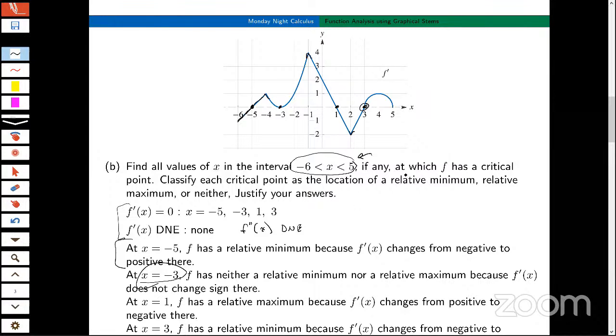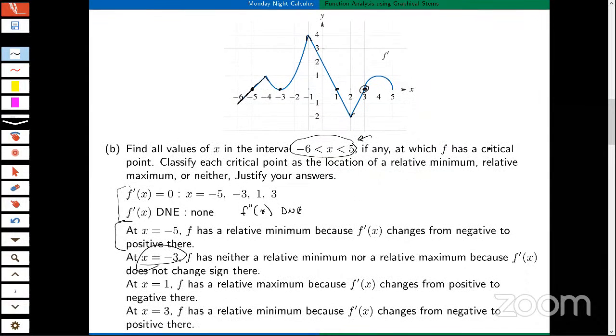So we can quickly look at what's going on at x equal 1. It has a relative maximum because you can see f is increasing and then decreasing. And at x equal 3, it has a relative minimum because it's decreasing and then increasing. So again, that's a standard sort of question on the AP exam, and I think that your students should be prepared to answer that sort of question.